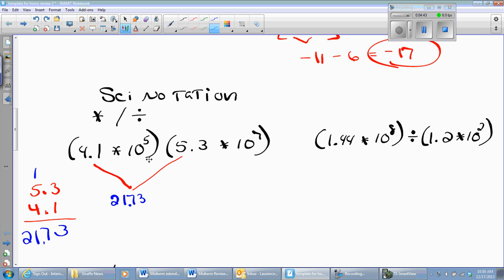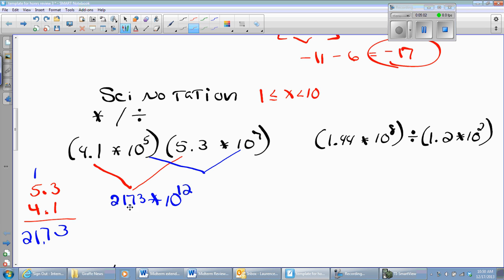Okay, now we have to multiply the tens together. Well, when bases are the same, we add the exponents in multiplication. So I'm going to get 10 to the 12. Now there's a problem with my answer. Remember, for scientific notation, my number always has to be between 1 and 10.